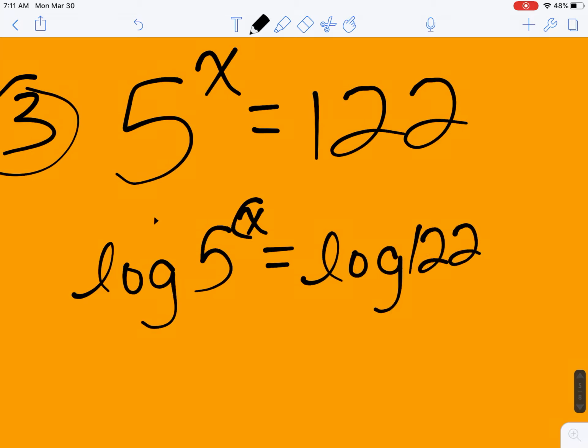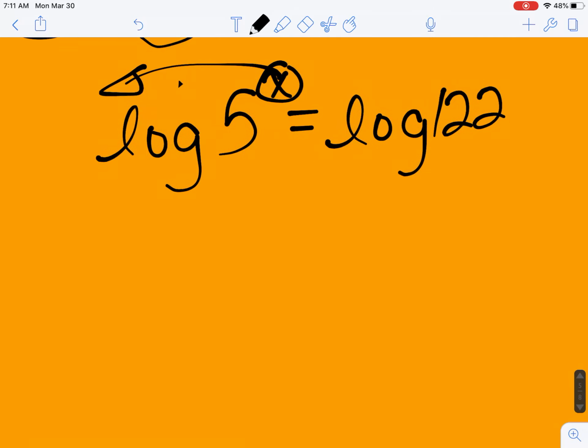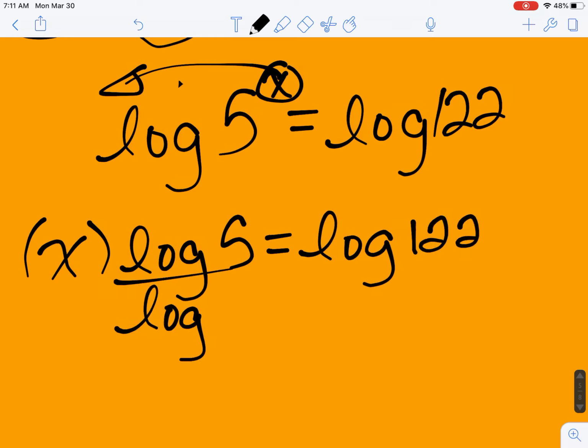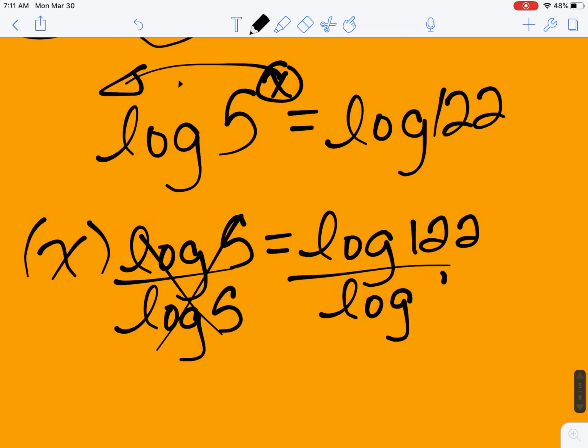Now we can apply the power property, right? That gets that out of the power spot. That's the whole purpose of why we're doing this. And then we write down our right side of the equation. We need to get x by itself, so we're going to divide by log 5. Divide the other side by log 5.